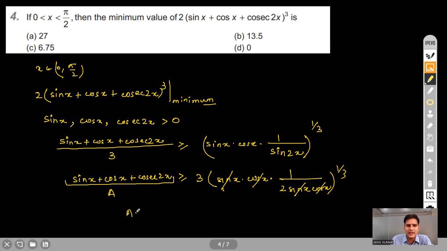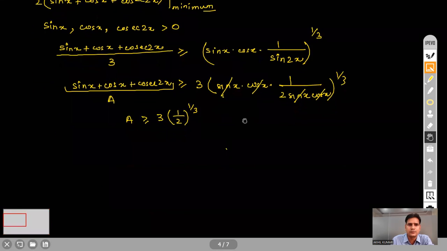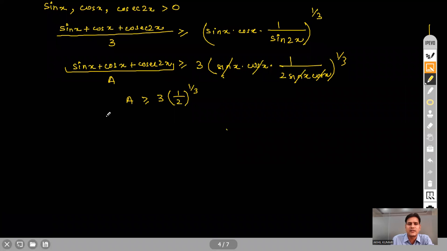Okay. So this A is greater than or equal to 3 into 1 by, what is this? 1 by 2 raised to power 1 by 3. Or we can do one thing, like we could have taken cube on both the sides earlier itself. Okay, not an issue. Let me take cube now. So taking cube on both sides, it will become greater than or equal to 27 into 1 by 2. Okay.